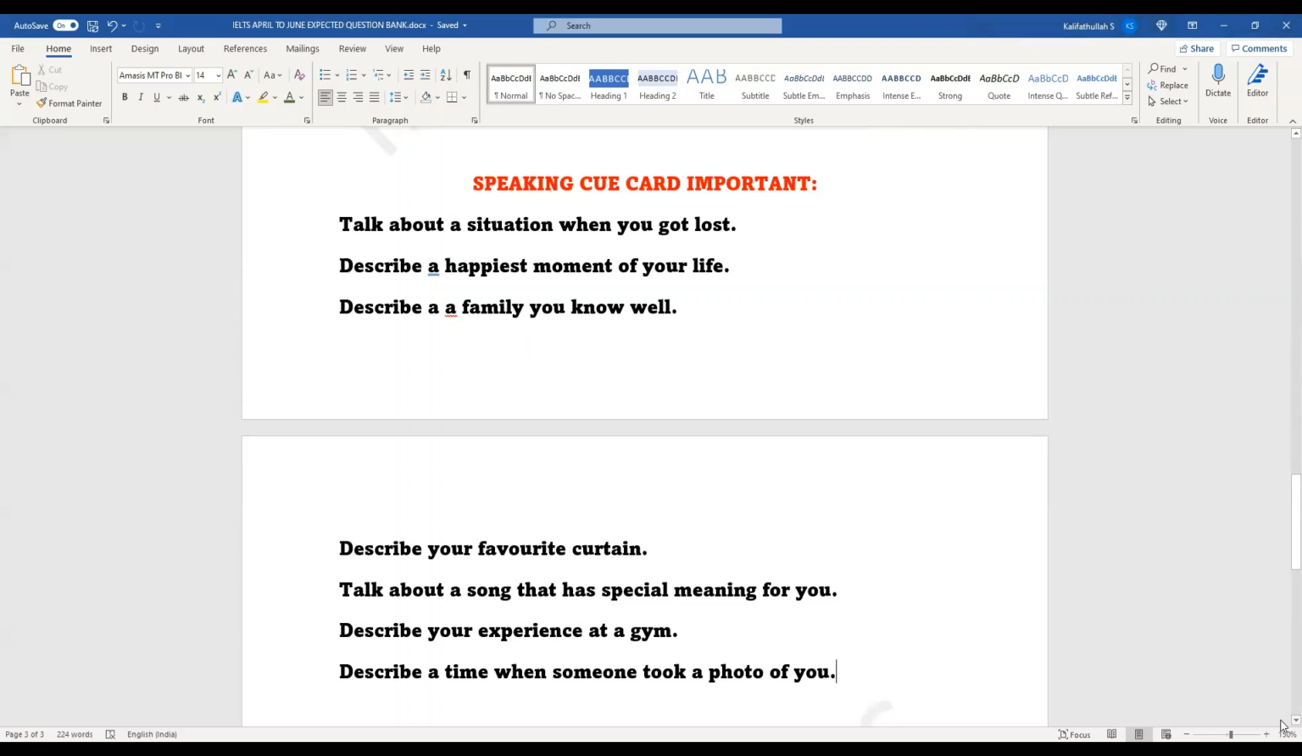Last one is describe a time when someone took a photo of you, a good photo of you. Okay, so you have to tell a time when someone took your good photo. So what was the background, what was the color, what was the mood of the picture, who was taking the picture, and did it come out well, or it was not good, it was blurred, it was negative. All those things you can say. So these are the cue cards that you may need to have a better focus on.